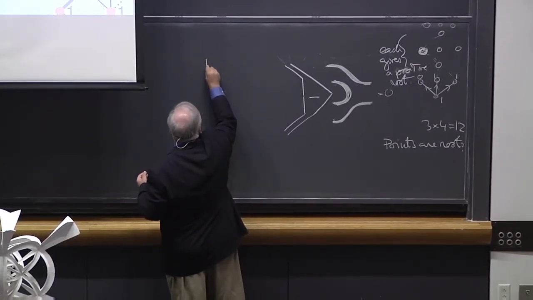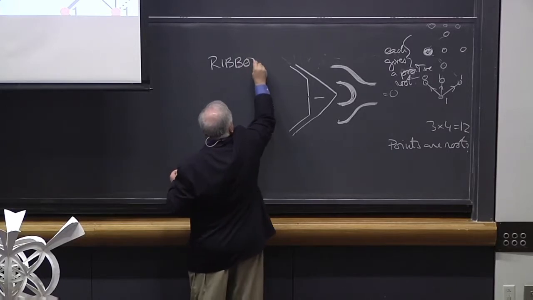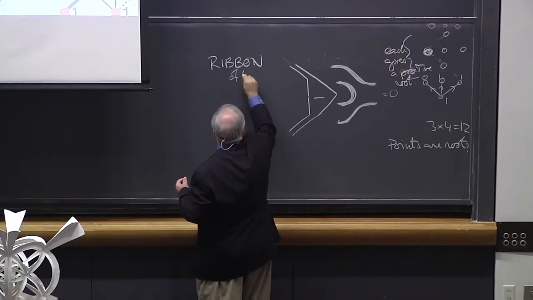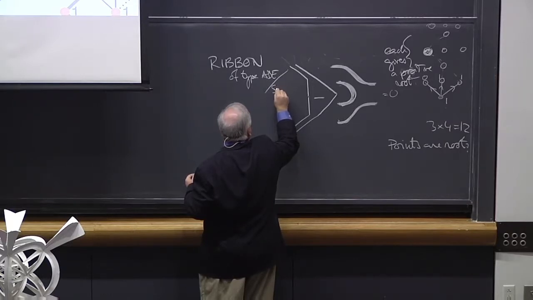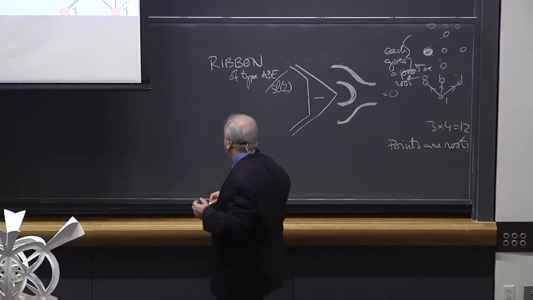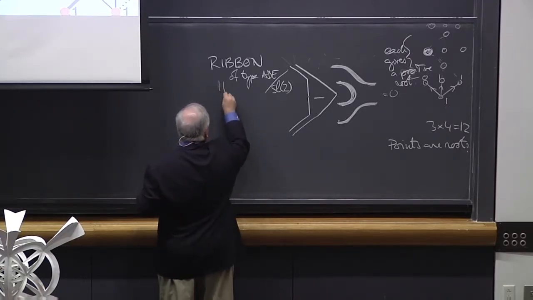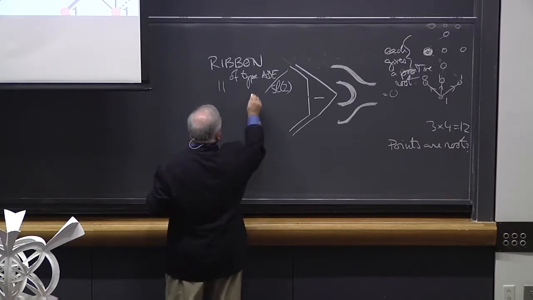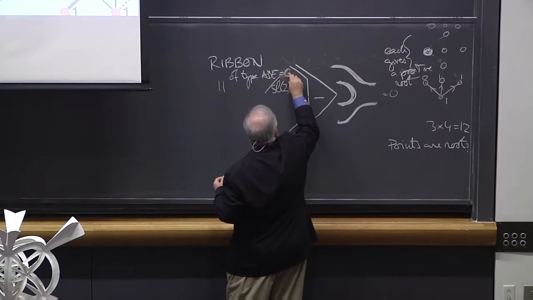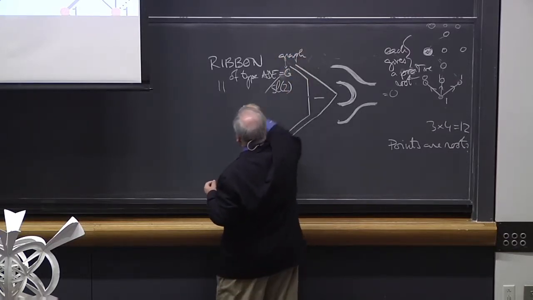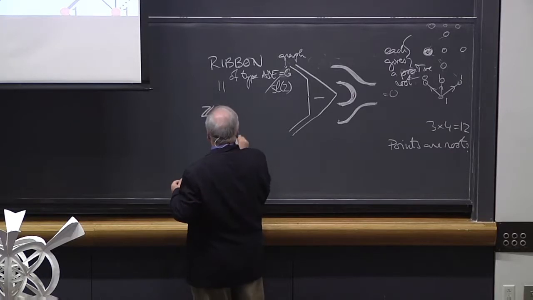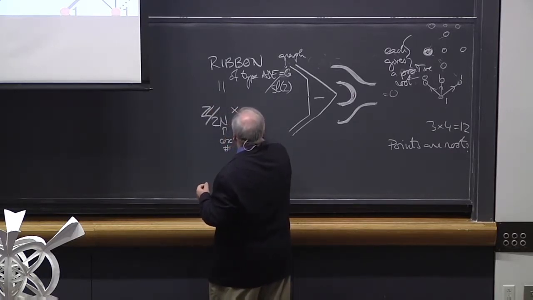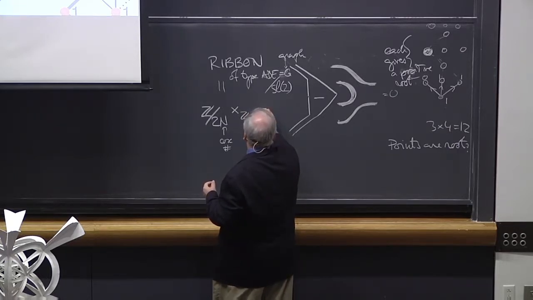So we're going to define now the ribbon of type ADE, and we'll put it over SL2. You see why. This ribbon is the Cartesian product of, this ADE is a graph G. This is a graph. It is a Cartesian product of the integers mod 2n, this is a Coxeter number, product over Z mod 2 with the graph G.